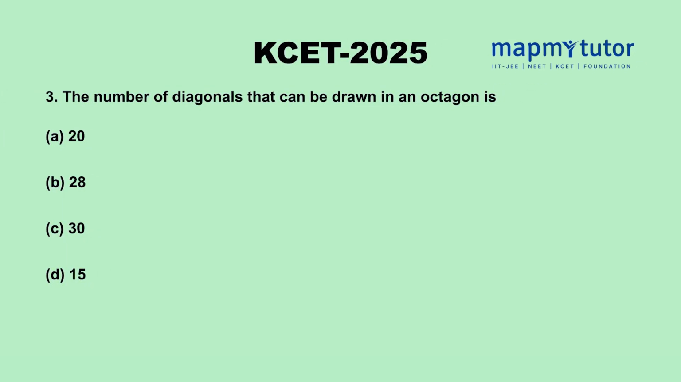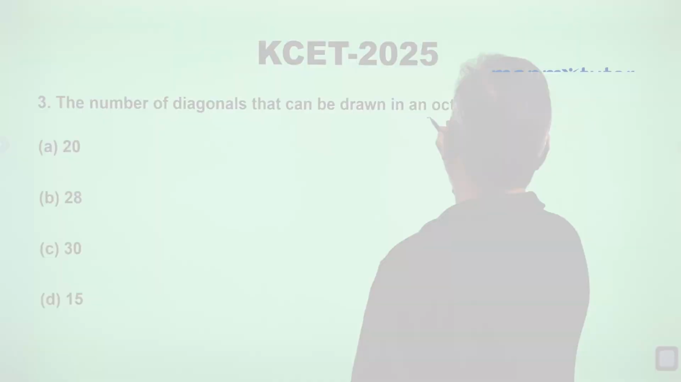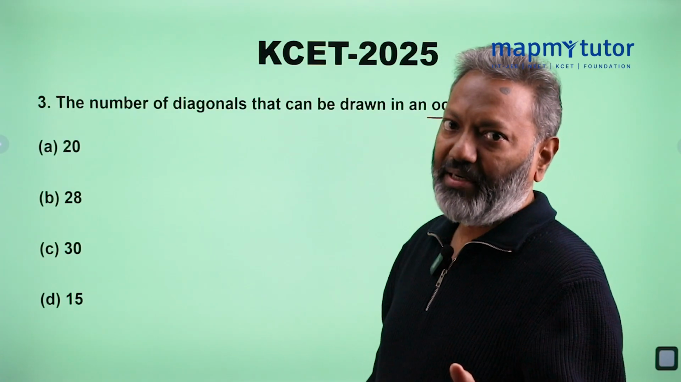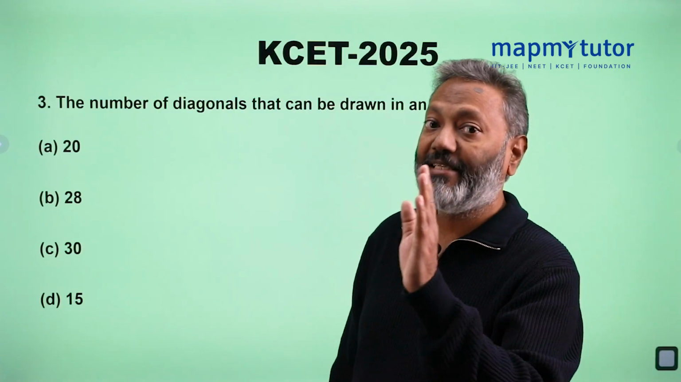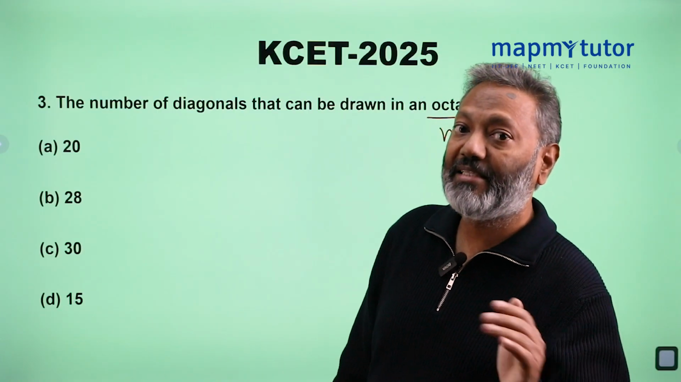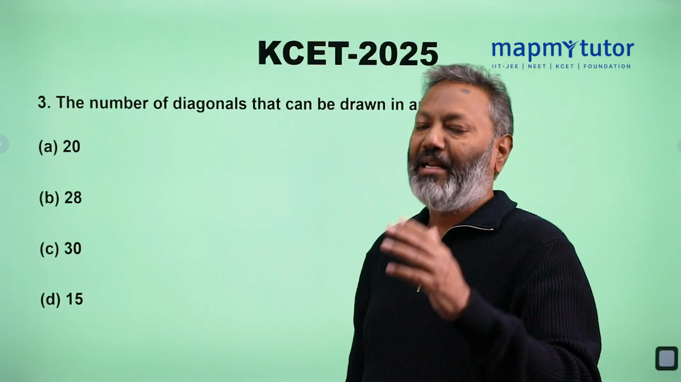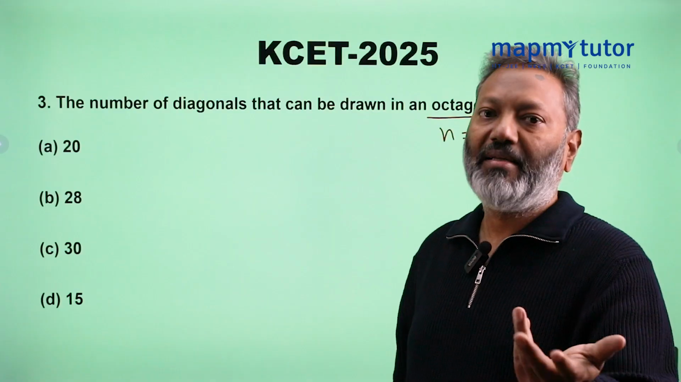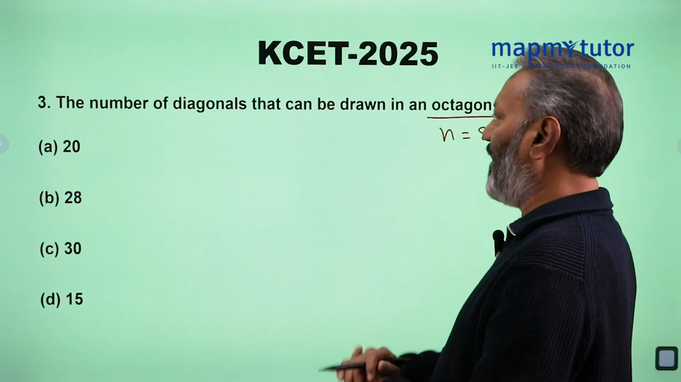The number of diagonals that can be drawn in an octagon. Octagon means the number of sides is 8. Very, very important. Octagon, number of sides is 8. Number of sides is 7, number of sides is 6. Different names are there. Like number of sides is 5, what is that? Pentagon. 6, hexagon. Like that. So for octagon it is 8.